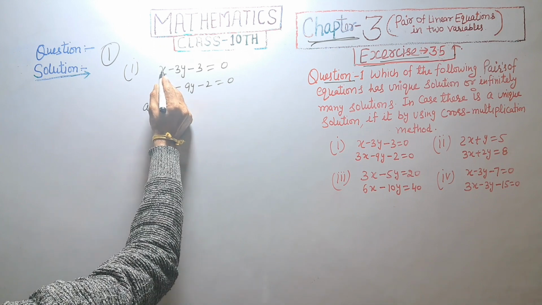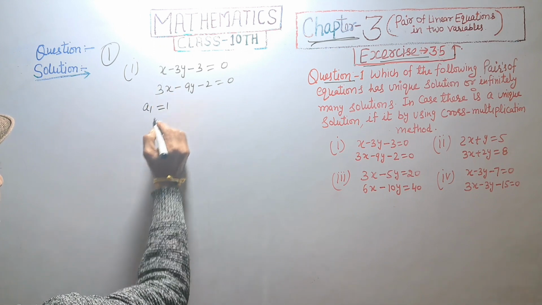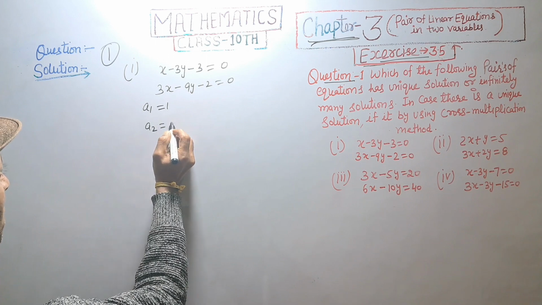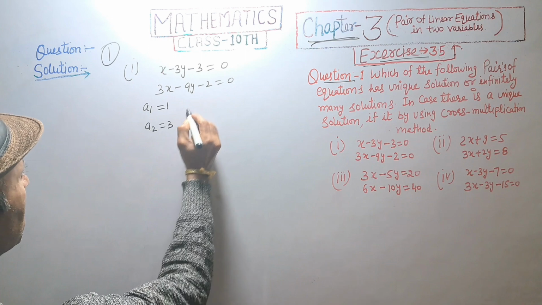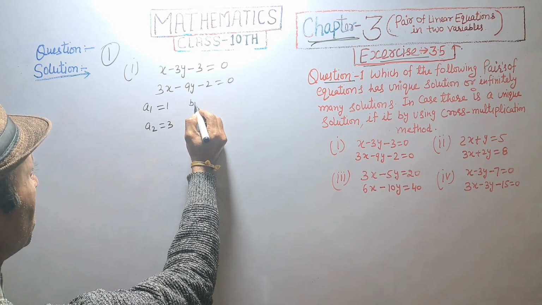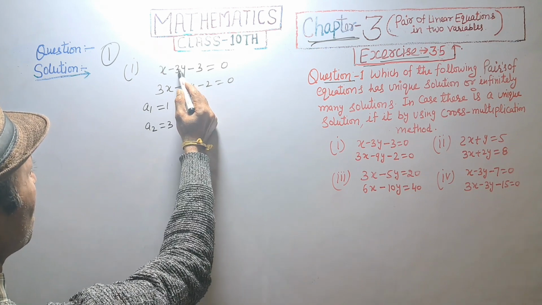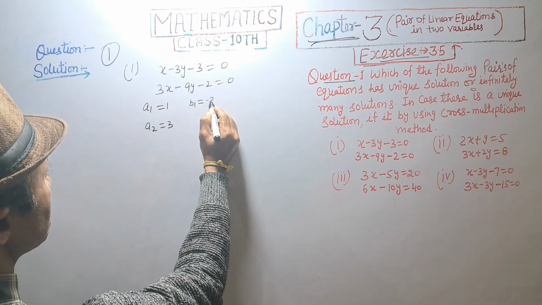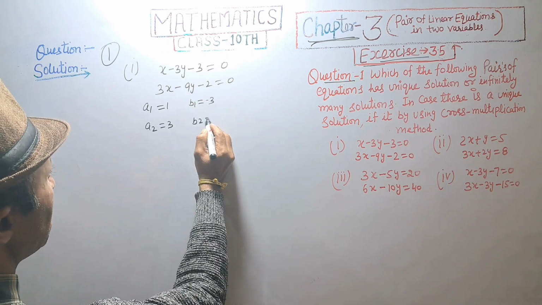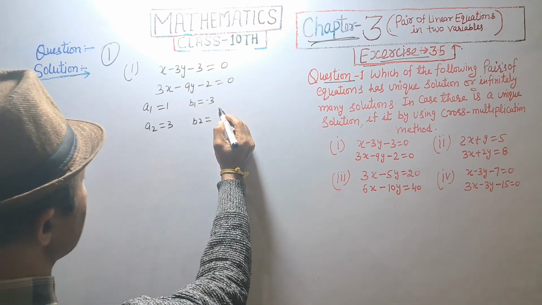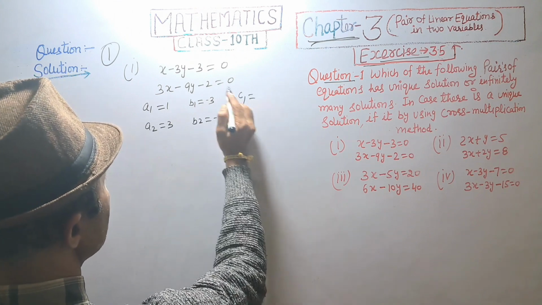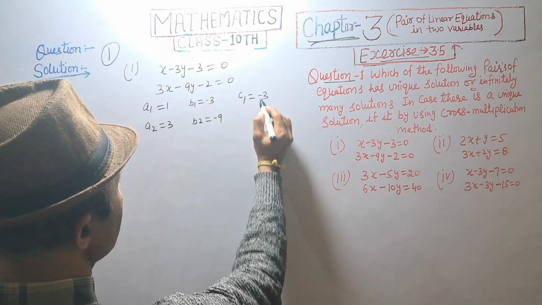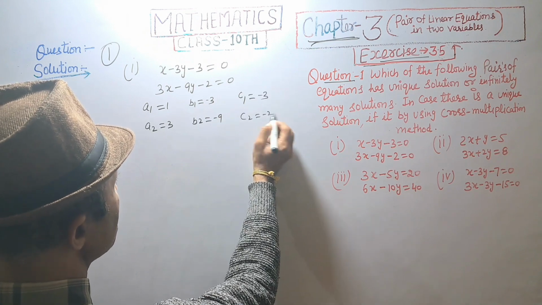A1 is equal to coefficient of x, that is equal to 1. A2 is equal to coefficient of x in second equation, that is equal to 3. B1 is equal to coefficient of y, that is minus 3, and B2 is equal to coefficient of y in second equation, that is minus 9. C1 equal to constant, that is minus 3, C2 is equal to minus 2.